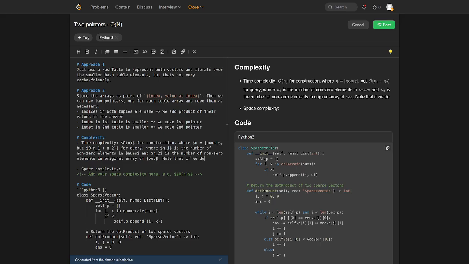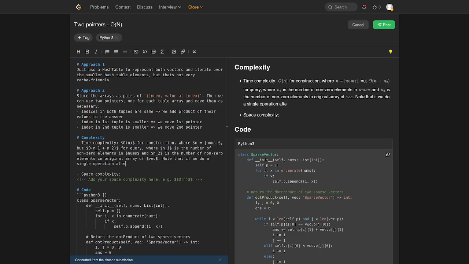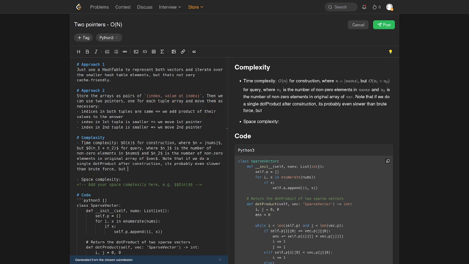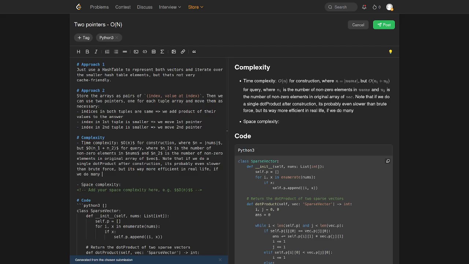Note that if we do a single operation, a single dot product after construction, it's probably even slower than brute force, but it's way more efficient in real life if we do many dot product calls.